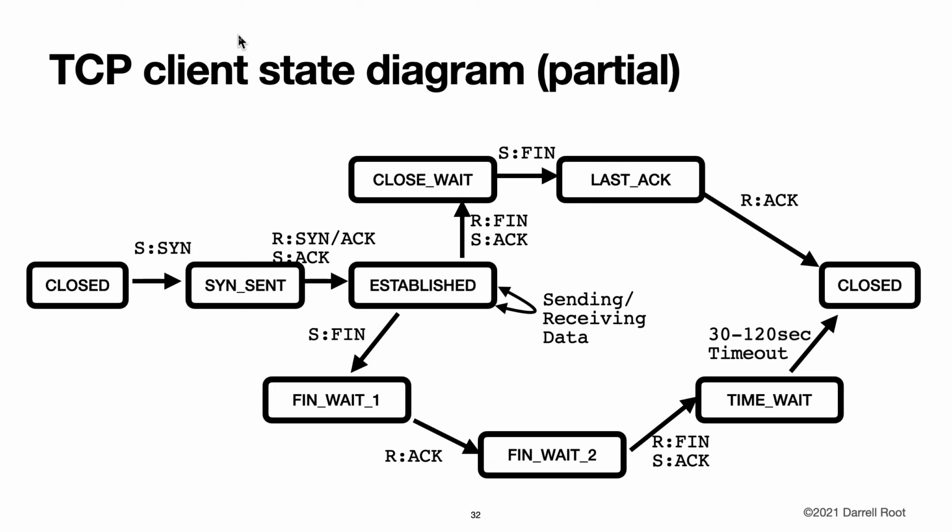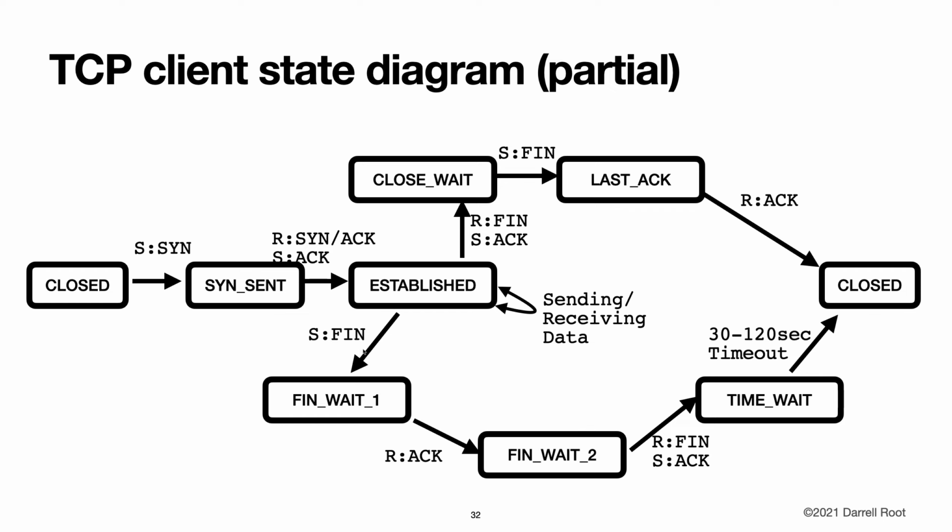A TCP socket, from the perspective of the operating system on the client, is a finite state machine. You start out with your socket in the closed state, and then you send your SYN, and then you're in the SYN sent state. Then you receive a SYN ACK, and you acknowledge it, and then you're in the established state. At that point, you can send and receive data.